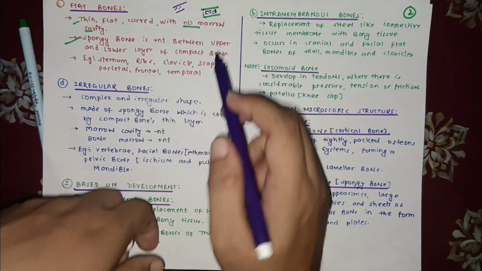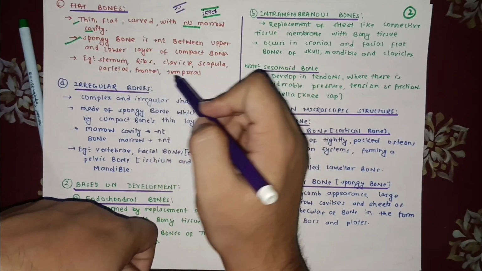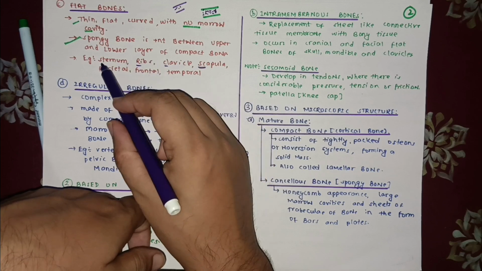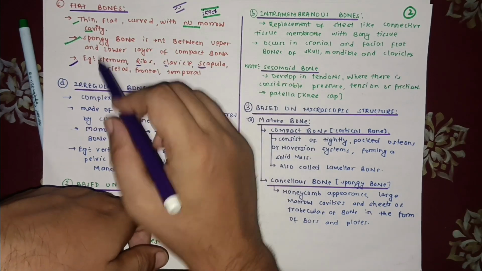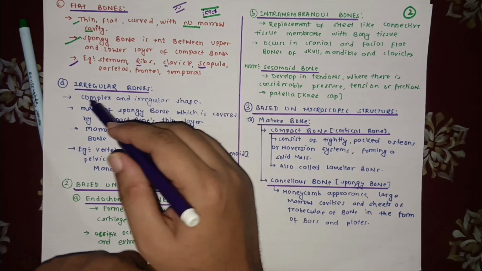Now in the examples, sternum, ribs, clavicle, scapula. They are flat. This scapula is flat, clavicle is flat, ribs are flat, sternum is also flat. I think you can relate all those points. After that, our fourth type is the irregular bone.